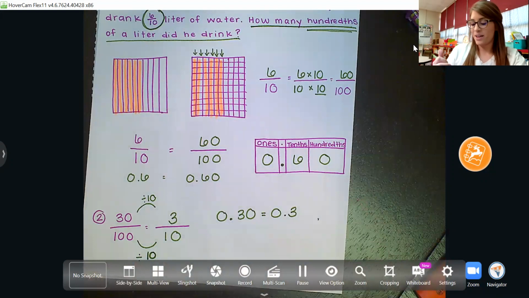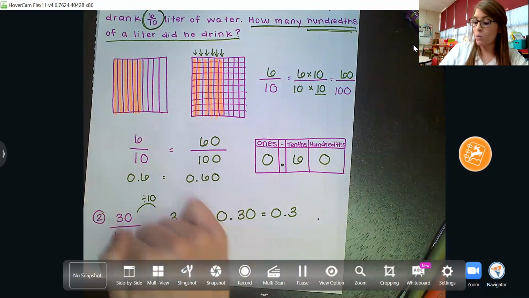Very good. All right, boys and girls, that is it for equivalent fractions and decimals. Remember the powers of 10. You either multiply by 10 to get from tenths to 100ths, or you divide by 10 to get from 100ths to tenths.